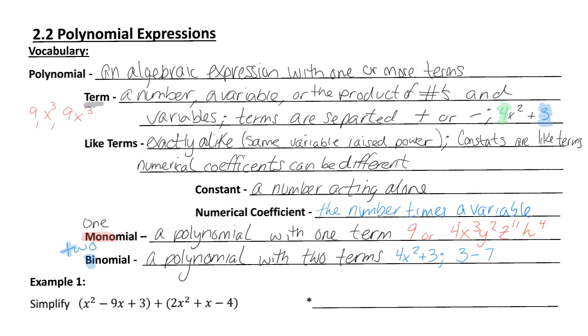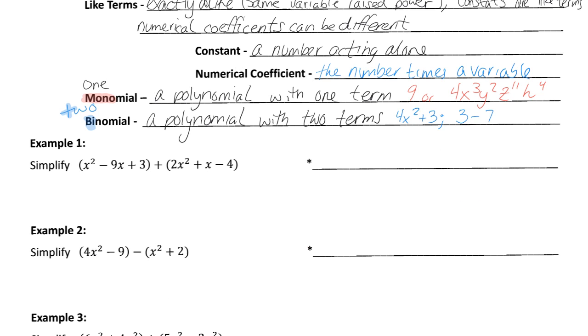Okay, so now we've got the vocabulary out of the way. Let's get to the actual math, all right? So for these examples, it says simplify. What that really means is that's just telling us to combine our like terms. So that's just saying combine your like terms.